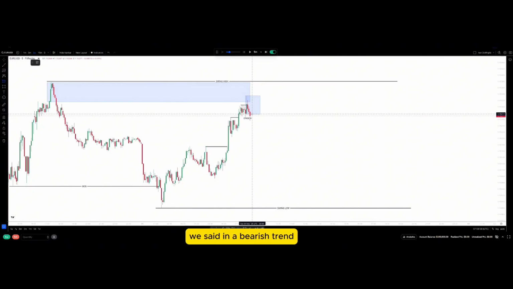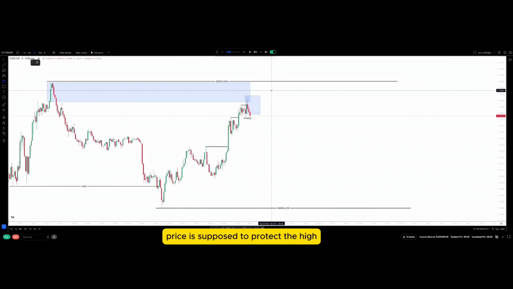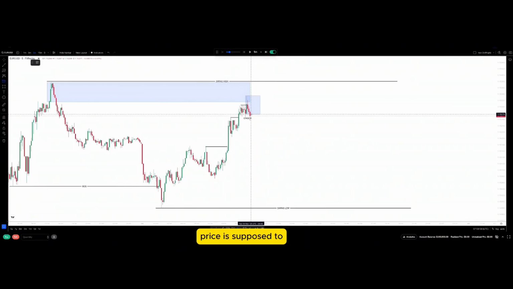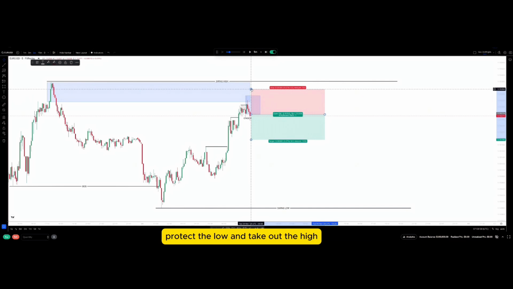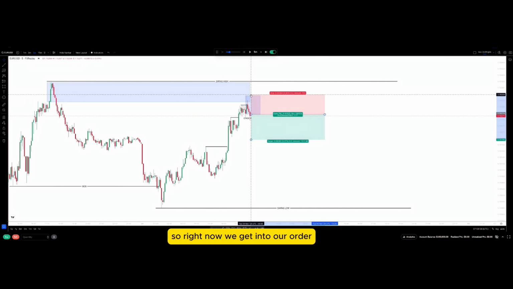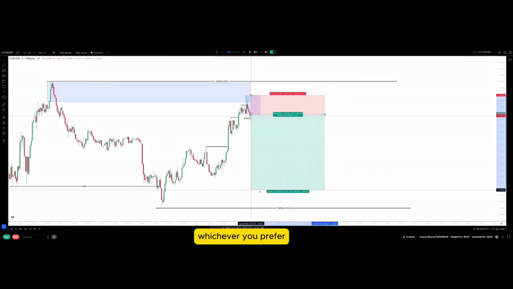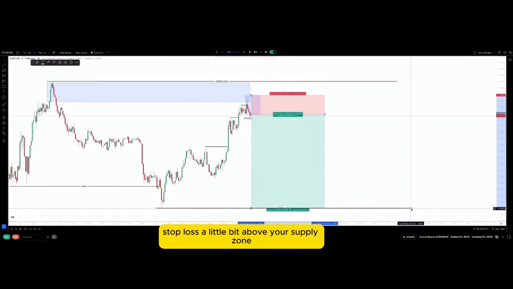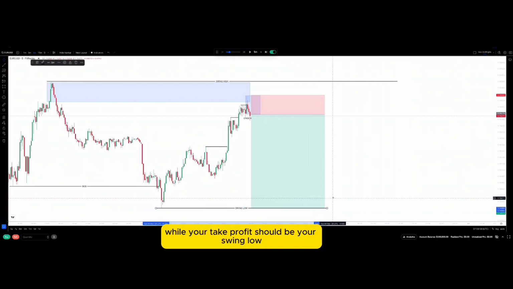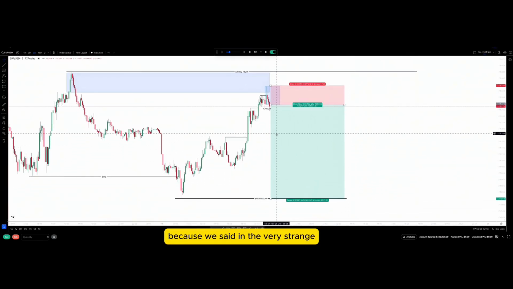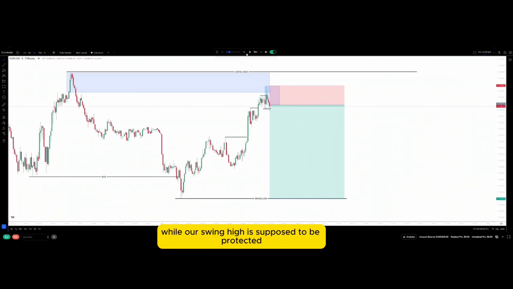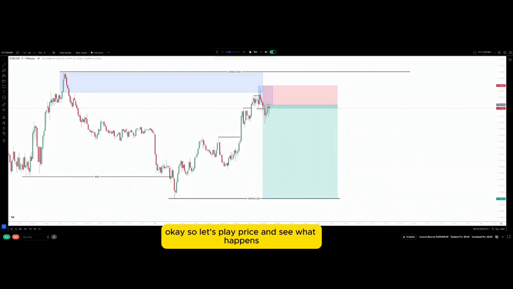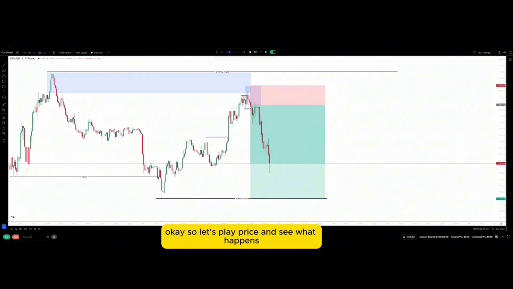Remember in our previous video, we said in the bearish trend, price is supposed to protect the high and take out the low, while in the bullish trend, price is supposed to protect the low and take out the high. As you can see in the bearish trend. So right now we'll get into our order. We execute our order, either sell limit or whichever you prefer. Stop loss a little bit above your supply zone, while your take profit should be your swing low, because we said in a bearish trend, the swing low is supposed to be targeted, while our swing high is supposed to be protected. Okay, so let's play price and see what happens.